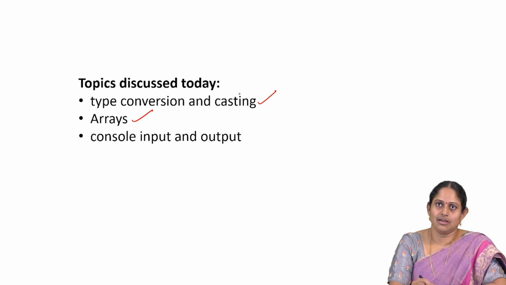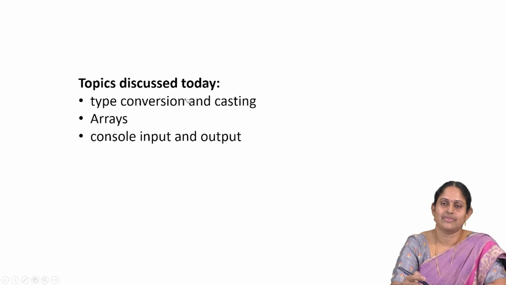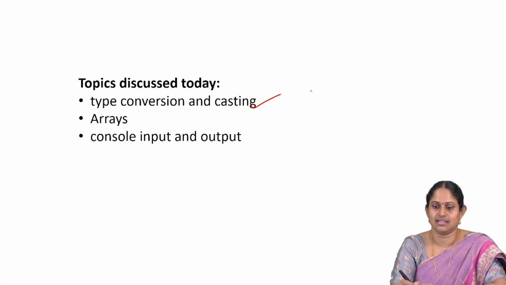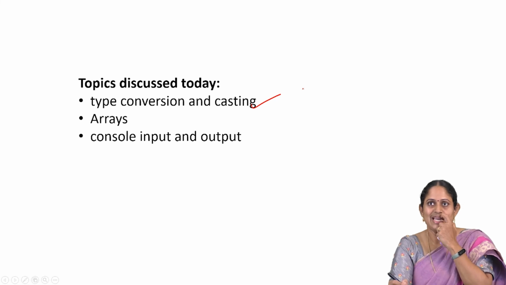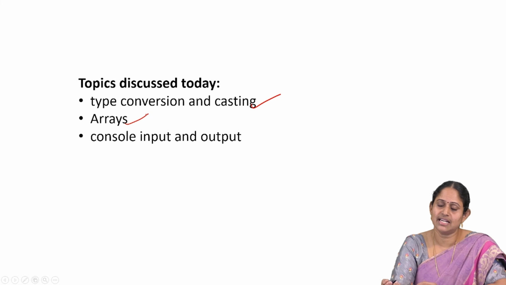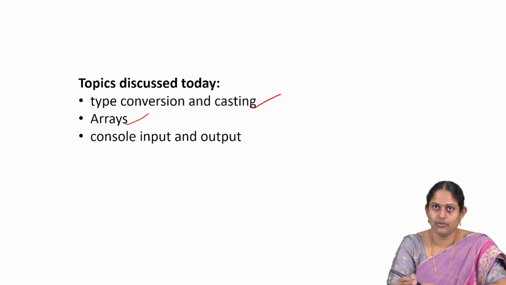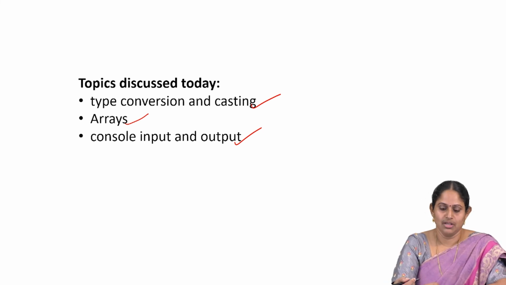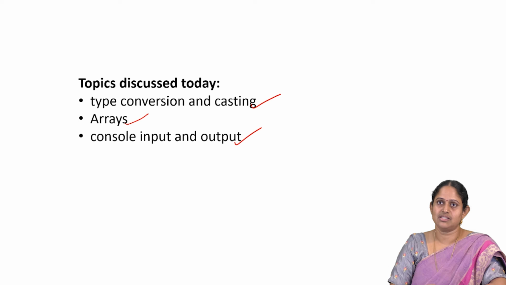So in today's video, we have discussed type conversion and typecasting, that is narrowing conversion and widening conversion. Then multidimensional arrays, single dimensional and multidimensional arrays, how to use for each loop and for loop in traversing arrays, and how to read and display contents into the output. So these 3 things we have covered in today's video.